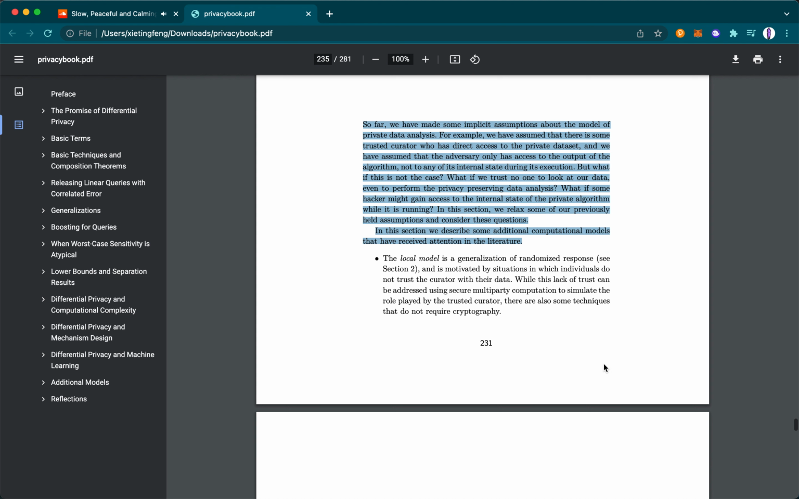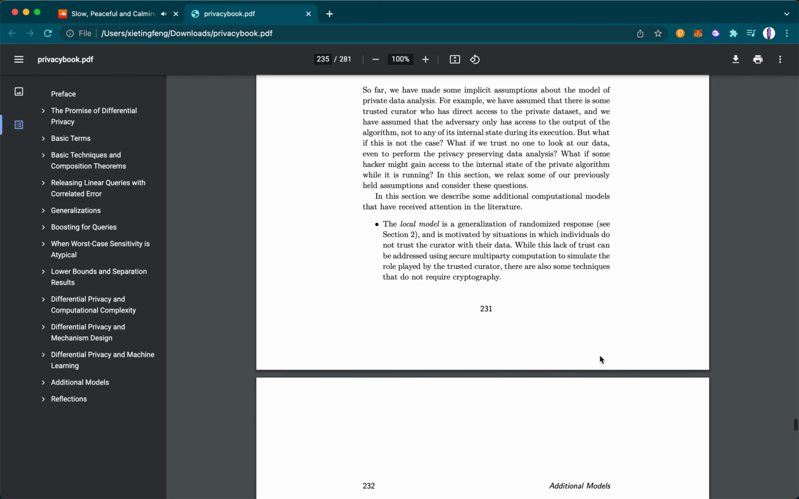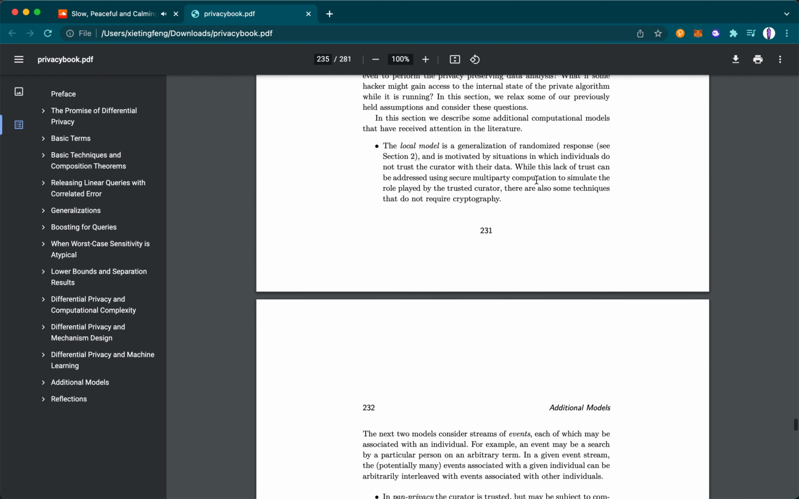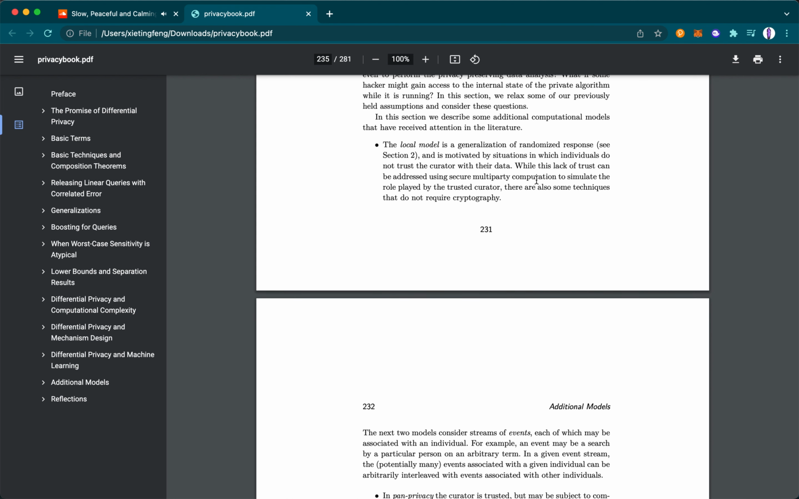So far, we have made some implicit assumptions about the model of private data analysis. For example, we have assumed that there is some trusted curator who has direct access to the private dataset, and we have assumed that the adversary only has access to the output of the algorithm, not to any of its internal state during its execution. But what if this is not the case? What if we trust no one to look at our data, even to perform the privacy-preserving data analysis? What if some hacker might gain access to the internal state of the private algorithm while it is running? In this section, we relax some of our previously held assumptions and consider these questions.